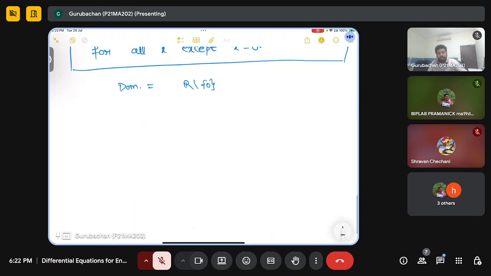So the second one is: solve dy by dx is equal to sine of x plus 2y plus cos of x plus 2y. Try this one and let me know your answer. Then we will discuss it.